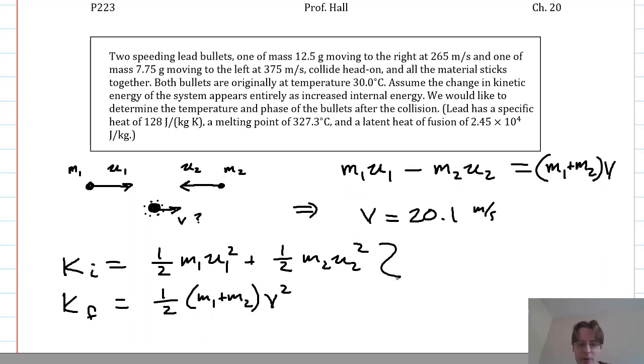And what I really care about is the change in kinetic energy of the bullets. The change in kinetic energy of the bullets, the value I have is minus 980 joules. Again, not all of it is lost. Some of it remains in the recoil afterwards. Okay, so I take that 980 joules and I have to figure out how much lead can that melt.